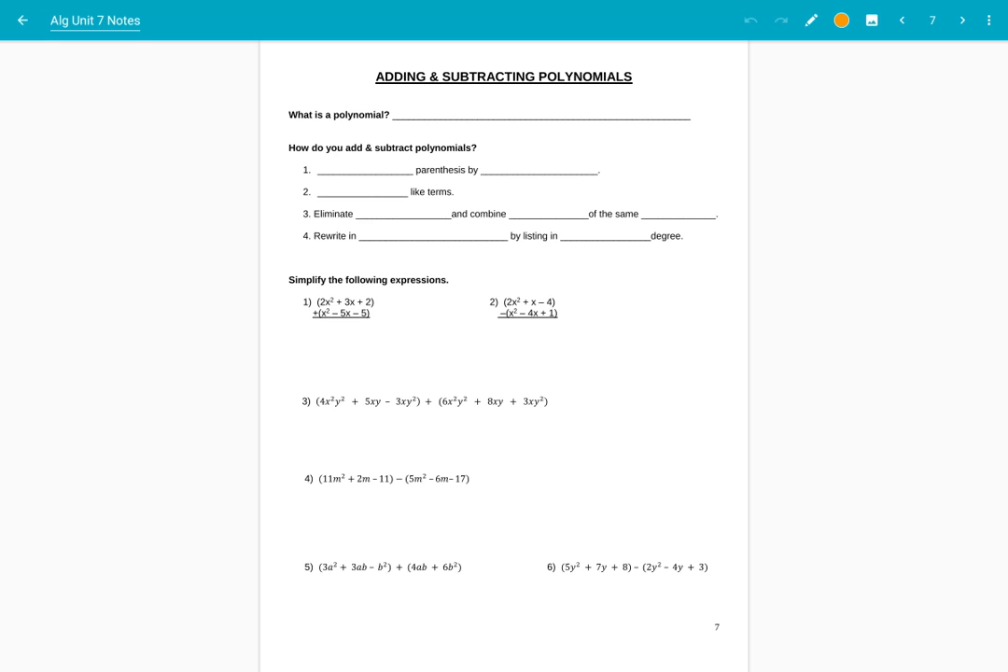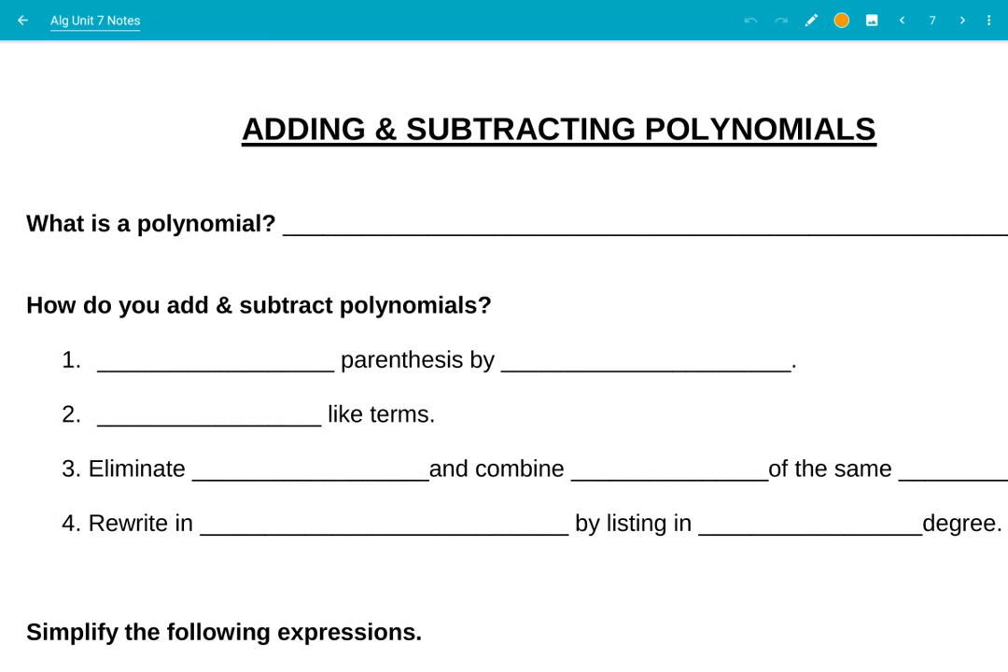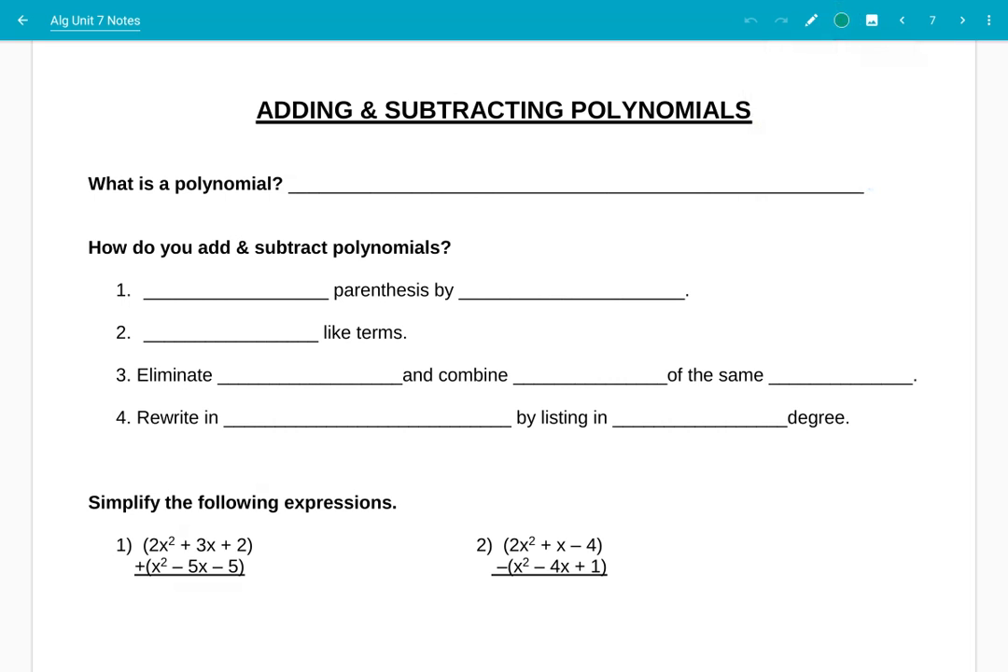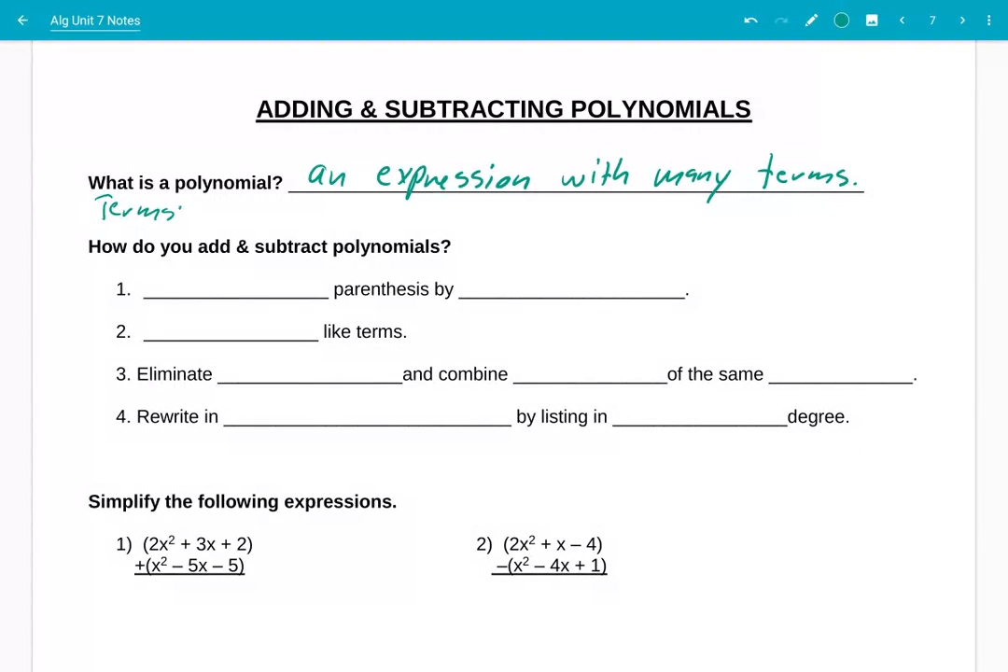So, what is a polynomial? You can't add and subtract them if you don't know what they are. Well, a polynomial is an expression with many terms. Now remember, terms are separated by either a plus or a minus.